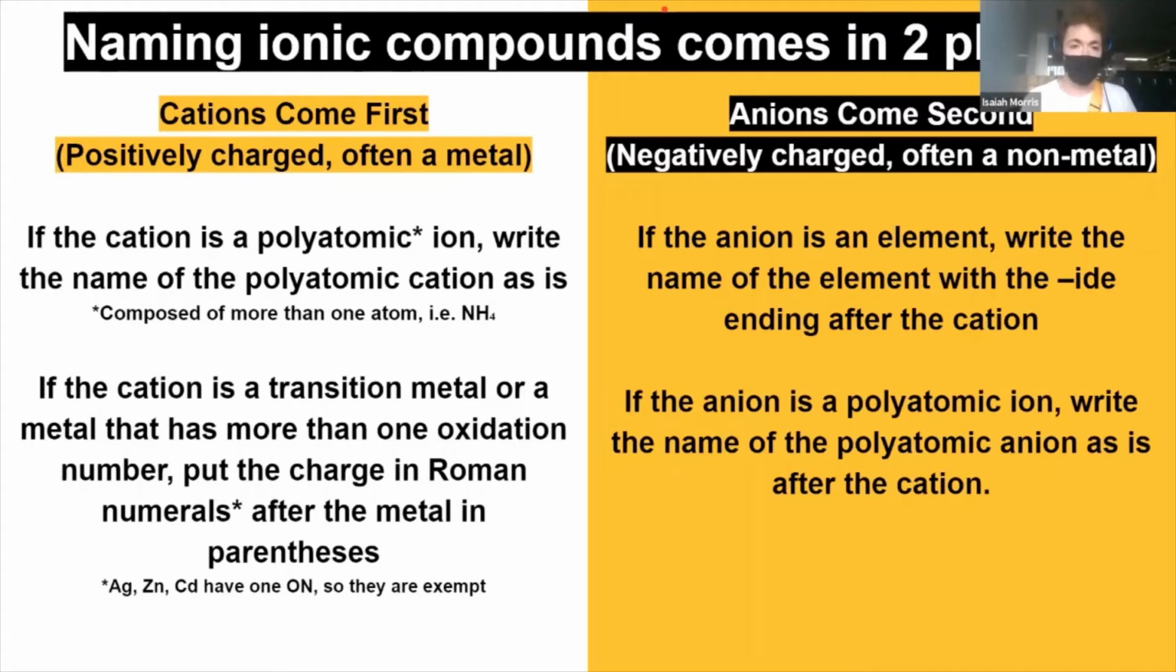Then once you've identified your cation and you know what you're doing with it, you move on to your anions. The anions come second. They are negatively charged, and they are often a nonmetal. For these anions, you write the name of the element along with the suffix "ide" at the end of it. And if the anion is a polyatomic ion, you write the name of the polyatomic anion as it is after the cation. So again, like before with the sig figs, this is a lot of information, but this next slide has a few examples to help you guys get into that.